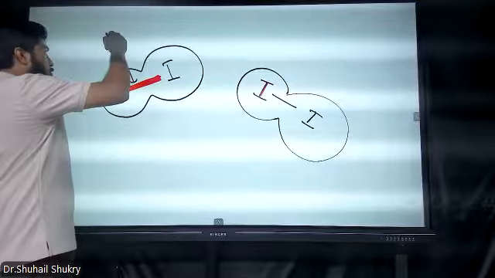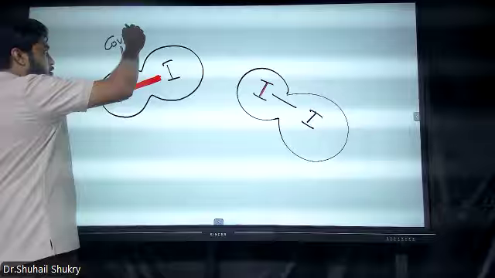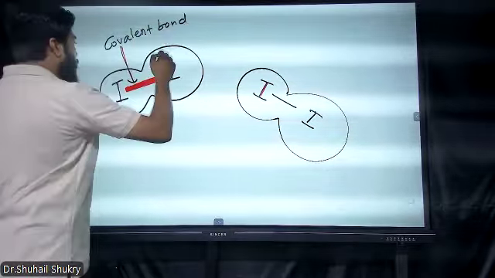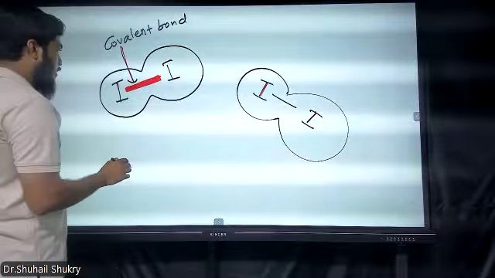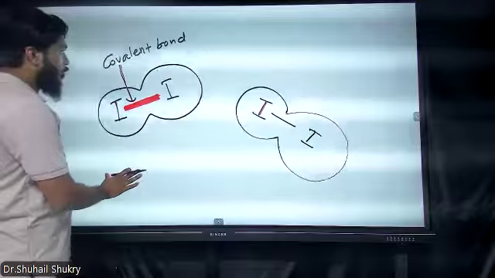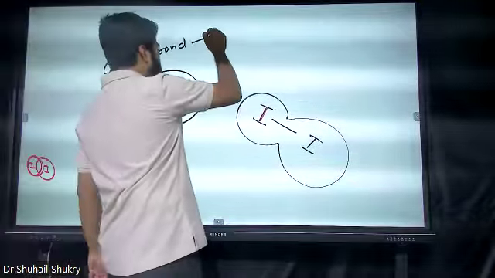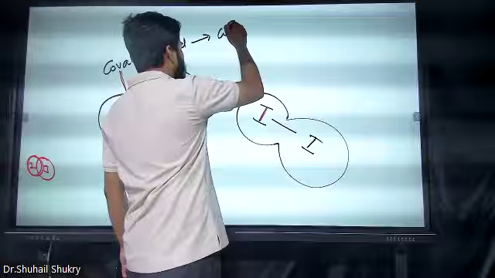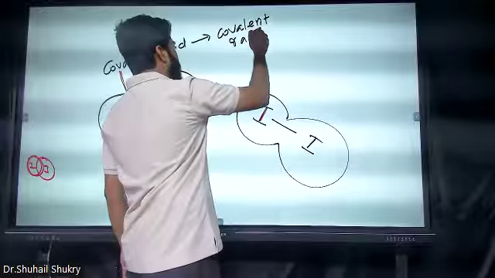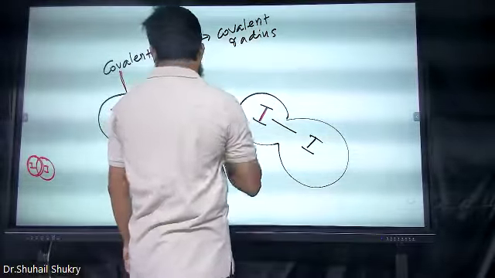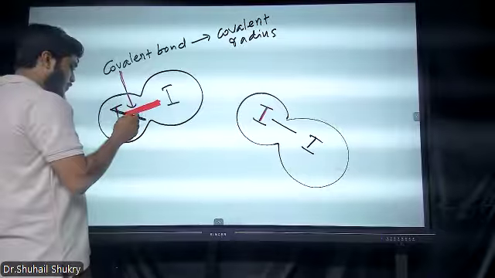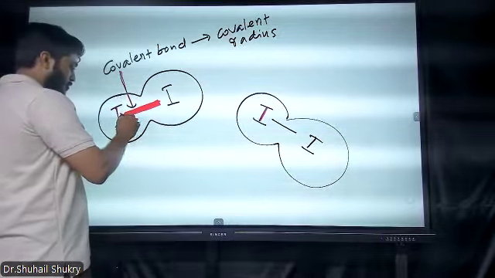This covalent bond's radius is known as what radius? Covalent radius. How do you see the covalent radius? There is a distance from here to here. Here there is a distance.